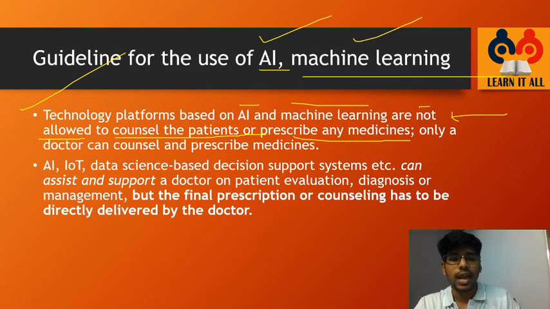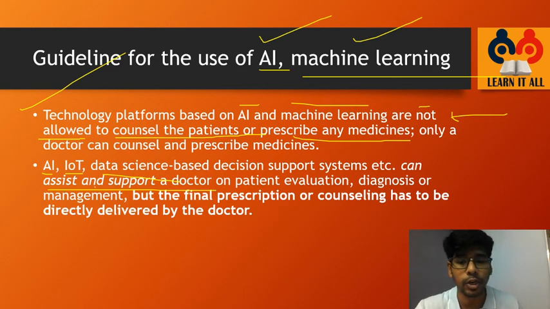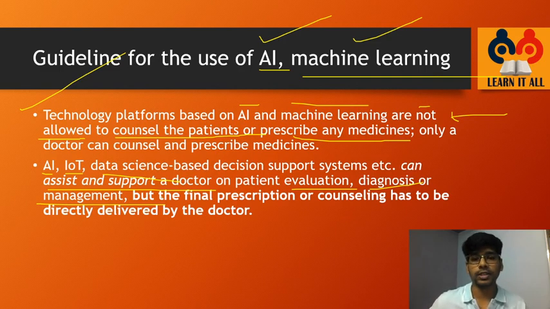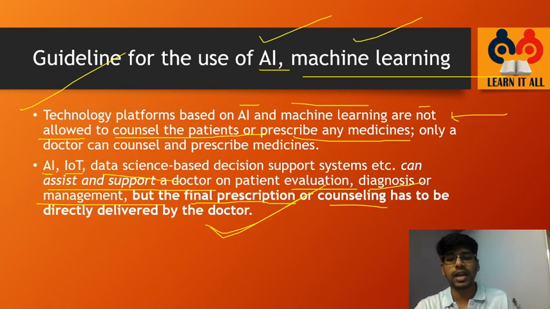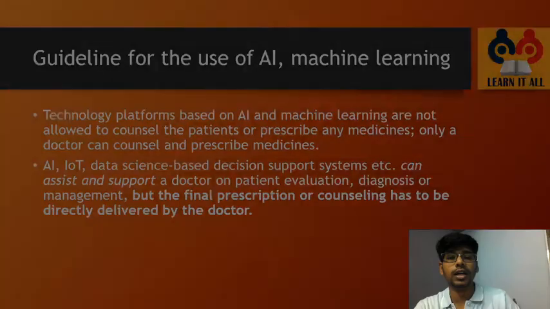But the consultations, the counseling and the prescription of the medicine ought to be done only by the doctor, not by any other means. Artificial intelligence and Internet of Things, data science based decision support systems, etc. can assist and support a doctor on patient evaluation, diagnosis or management, but not for any other means. After evaluation, diagnosis and management, the doctor has to have the supreme authority, right? Doctor has to take the ultimate decision when it comes to the patient consultation. The final prescription and the counseling has to be delivered by the doctor, right? That is the guidelines for the use of artificial intelligence and the machine learning.